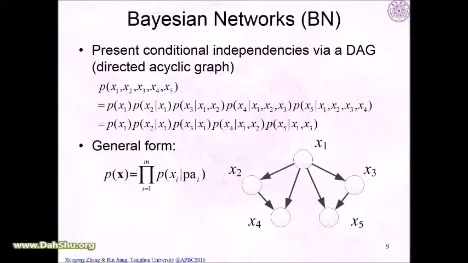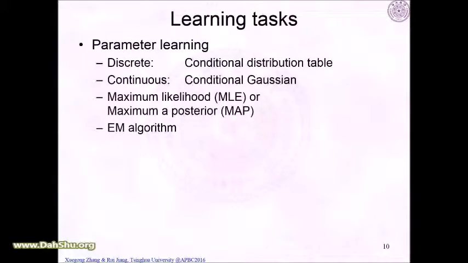And in the general form, the joint probability of all the variables is the product of the probability of each variable given its parent nodes. So this is called the Bayesian network. And learning in this Bayesian network means that we want to estimate the probability at each node. If the node is discrete, we estimate the conditional distribution table. If the variable is continuous, typically we assume it is Gaussian or some other known function.